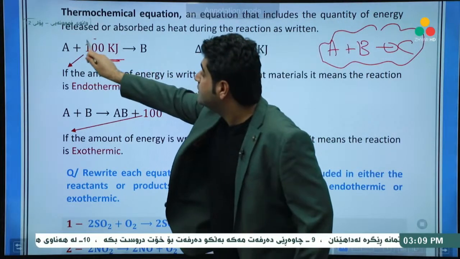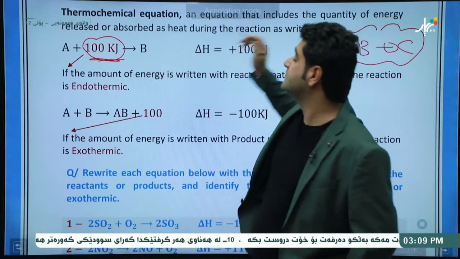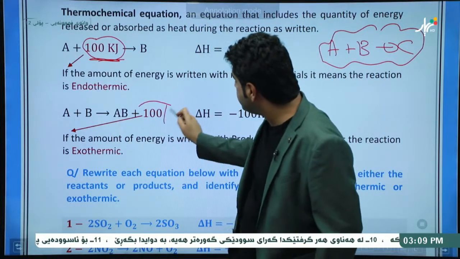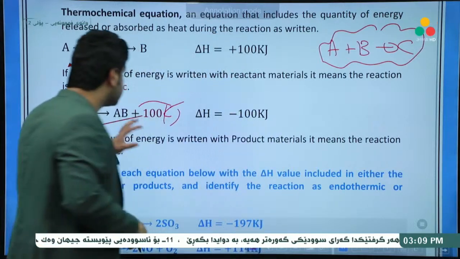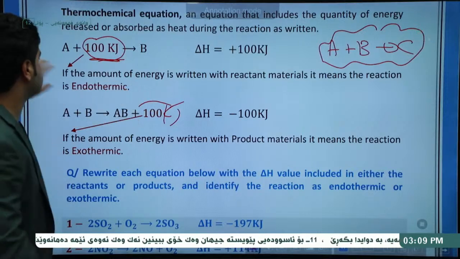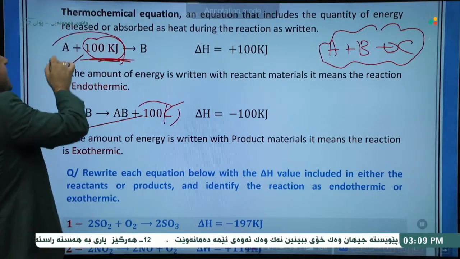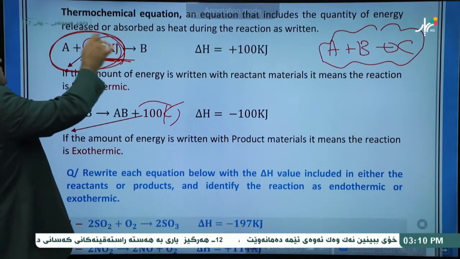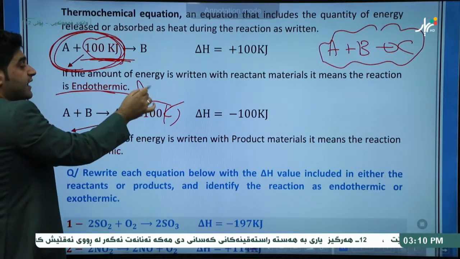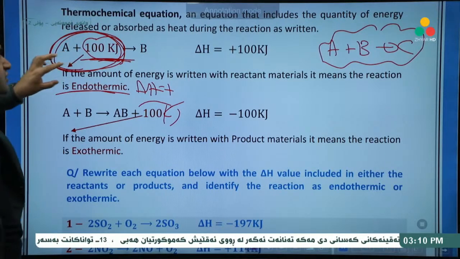We have 100 kilojoule with the reactants. So this is called a thermochemical reaction. Look, when we have energy written with the reactants or with the products, it is called a thermochemical reaction. If the energy is written with the reactants, it's endothermic, delta H is positive.